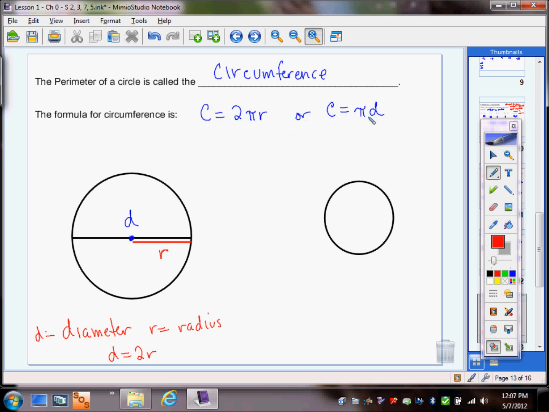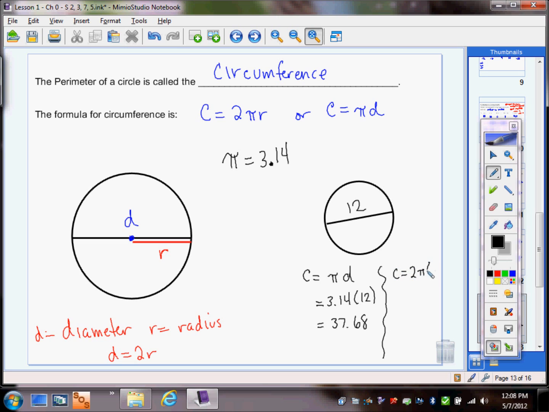So basically, you use the one that makes sense based on the information you're given. So if I give you the diameter of a circle, and I say it's 12, I can either use pi d, oh, pi, by the way, is 3.14. So that's 3.14 times 12. Pi is 3.14, always. So that's 37.68. Or I could take the radius, which means I'd be dividing it in half, which is 6. So I'd end up with the same answer though.